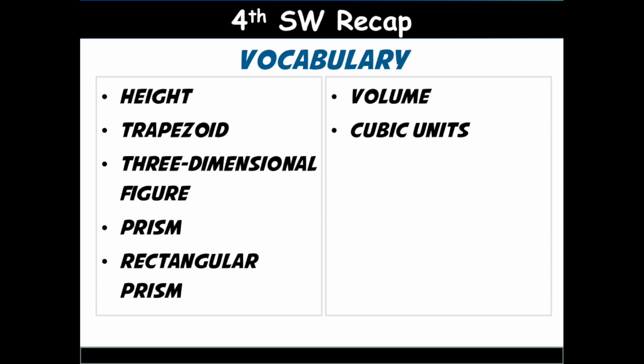Moving on, we also had height, trapezoid, three-dimensional figure, prism, rectangular prism, volume, and cubic units. This particular 6 weeks was loaded with vocabulary terms that you learned. So, like I said, it would really be in your best interest to go back and just review them a bit. Make sure you understand what each one is and what you need them for, or what sort of context they'll be used in the STAR.